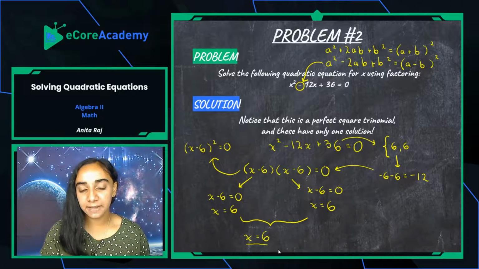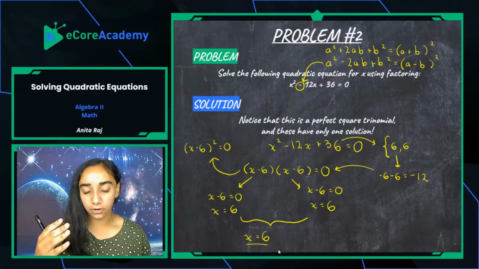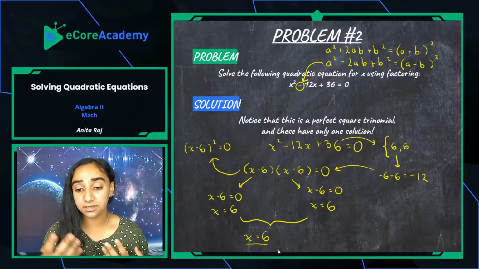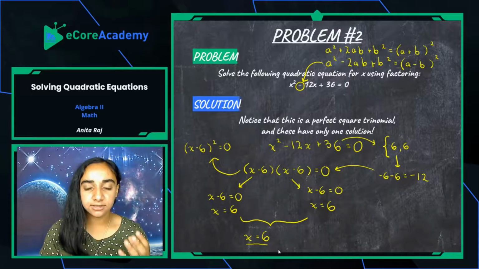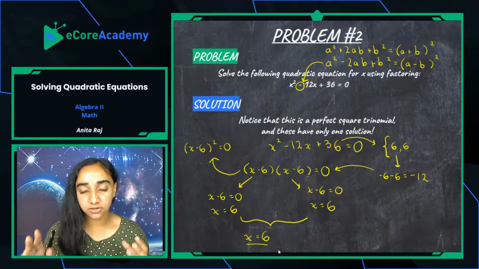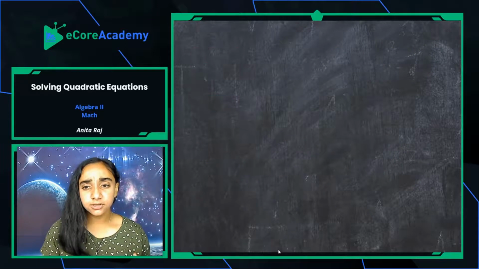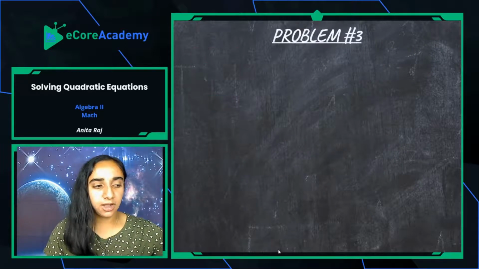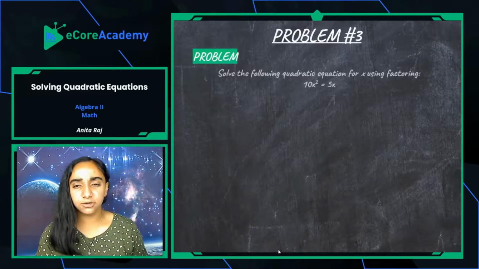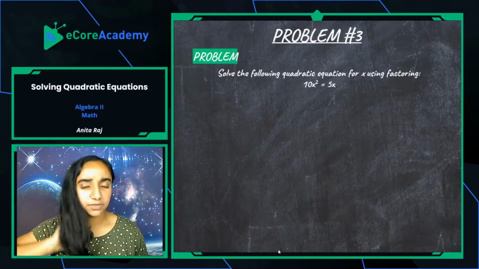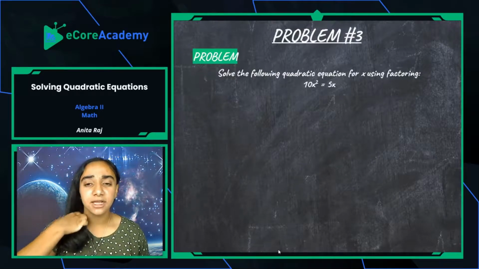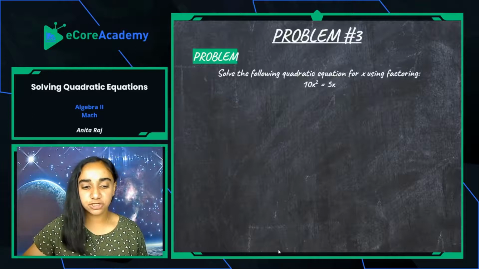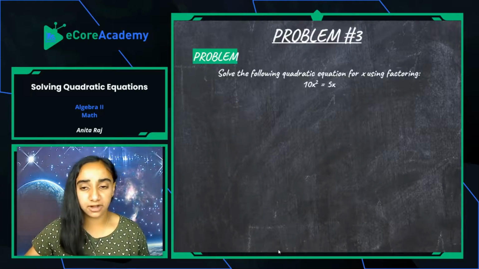If you plug 6 back in, you'll see that it works for solving this and satisfying this equation. So the left side of the equation is equal to 0, and the right side of the equation is also equal to 0. So now let's go to our last kind of problem. I don't want to say this problem is funky looking, but it's probably something that you totally weren't expecting, because it doesn't have a lot of the traditional parts of a normal quadratic equation.